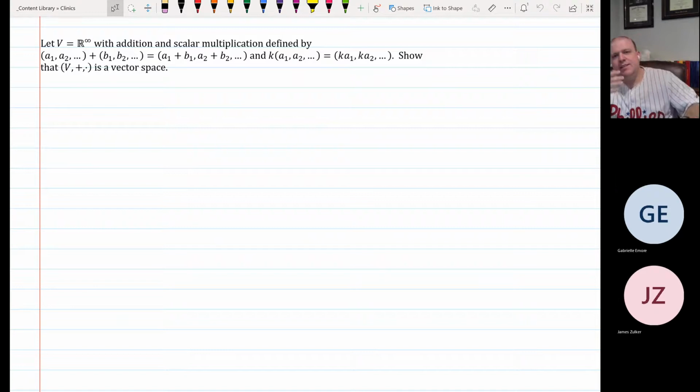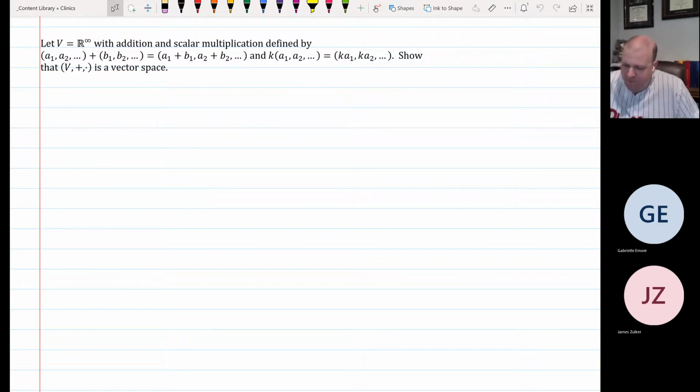We're going to say V is the vector space R infinity. So that's just the set of all infinitely ordered paired real numbers. R2 is ordered pairs. R3 is ordered triples, where each part of the ordered triple is a real number, so on and so forth.